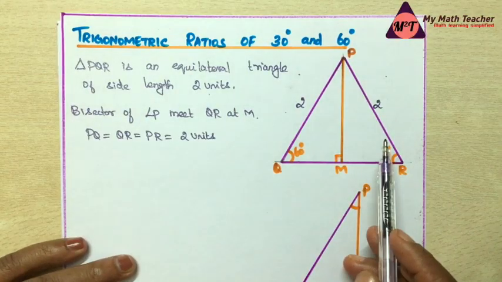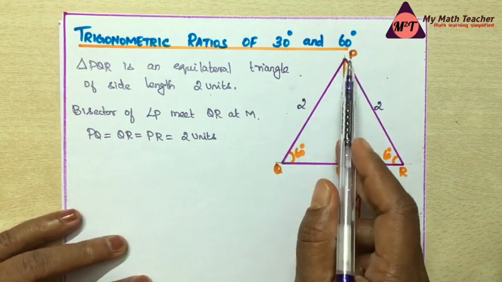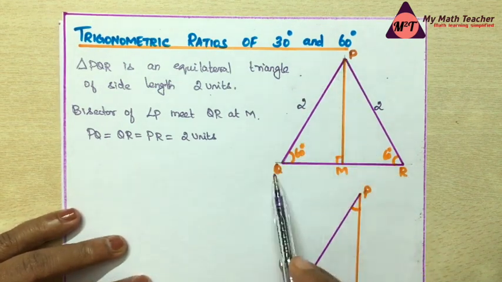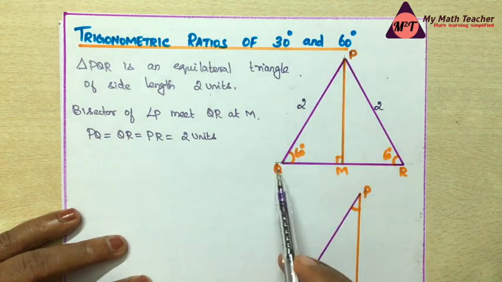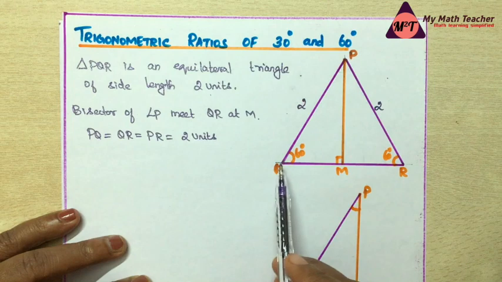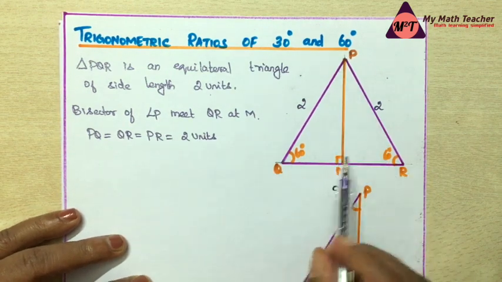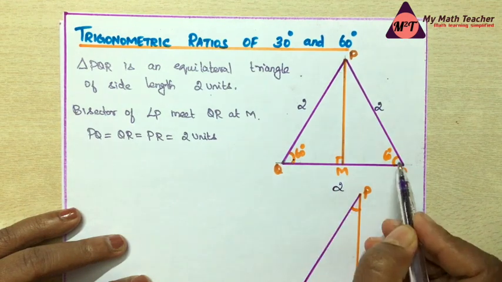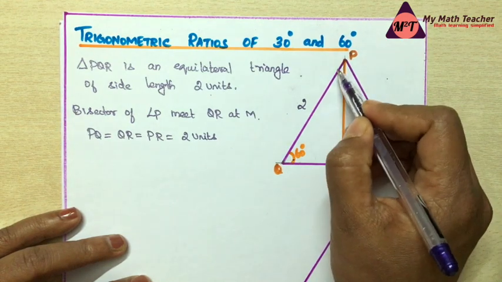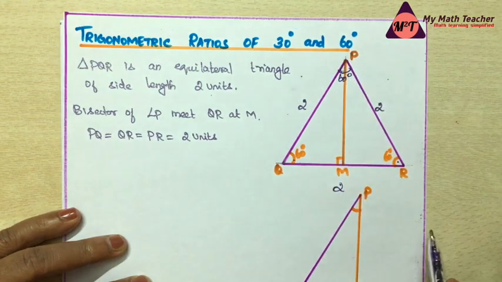Now, we will find the trigonometric ratios for 30 degrees and 60 degrees. Consider this equilateral triangle PQR. I have taken the side as 2 units. All the sides will be the same, all three sides 2 units. Now, this is 60 degrees. This angle is 60. All the internal angles of any equilateral triangle will be 60 degrees.